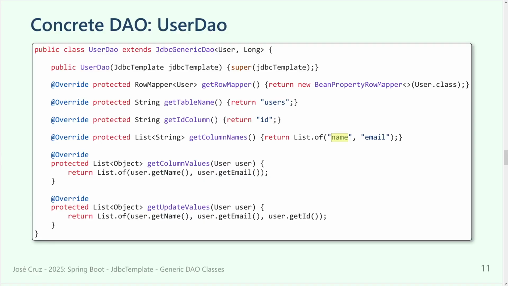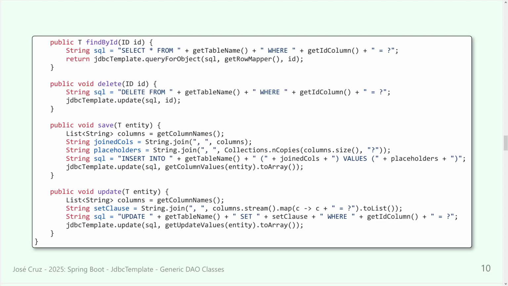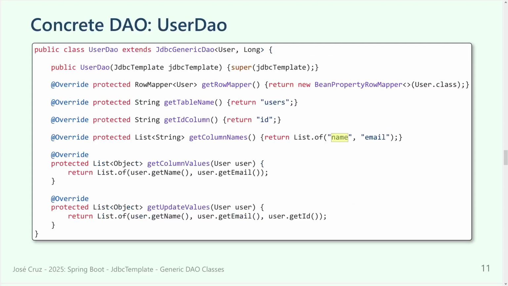And then, of course, you have the column values, meaning that the generic DAO here, you get column values, will provide you the instance of the entity. So you say, okay, for these values that I'm using, I want the get name and get email. And this is a way for you to map the name of the columns with the values that you want to address. It's a kind of a map you can use.